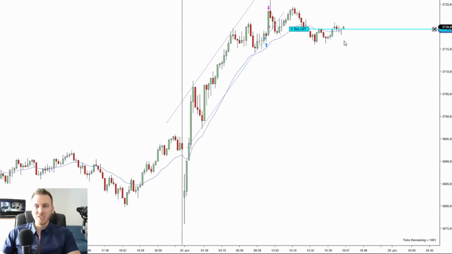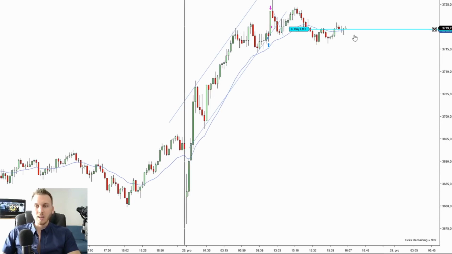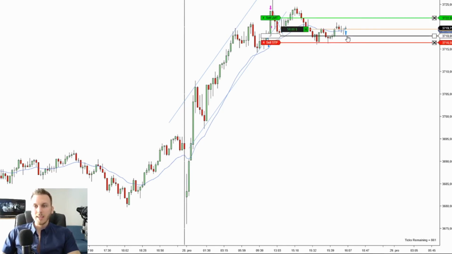First entry short, second entry short. Looks like it's failing right now. I put my limit order in, so hopefully we get filled here. And we're still looking to go long, obviously. Perfect, we're up. And at this time, I'm gonna put my limit order right here.